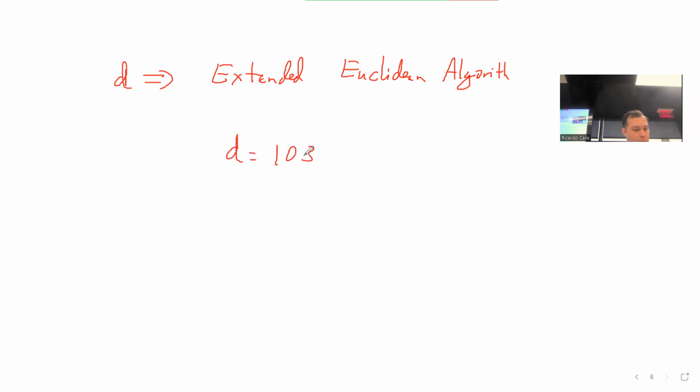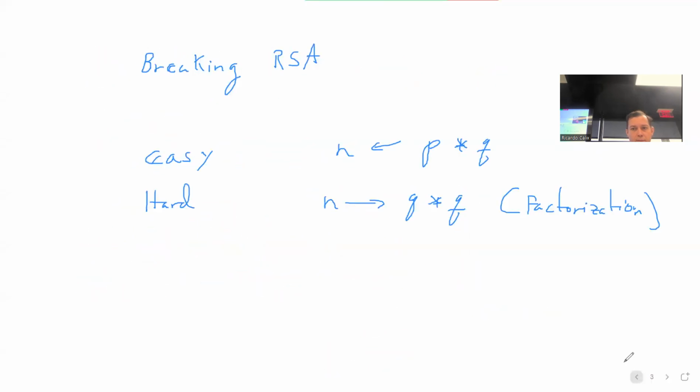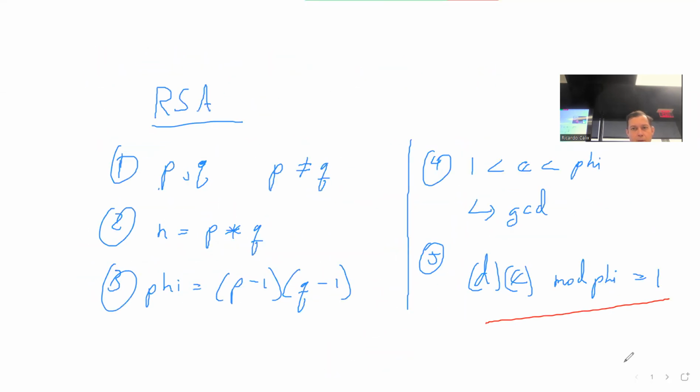And so then you could prove this by doing, I think, 103 times E, which is 7, right? Mod phi, right? Let's go back. Yeah, mod phi.